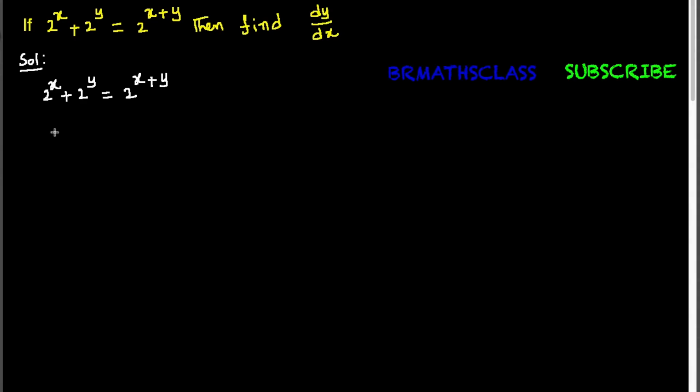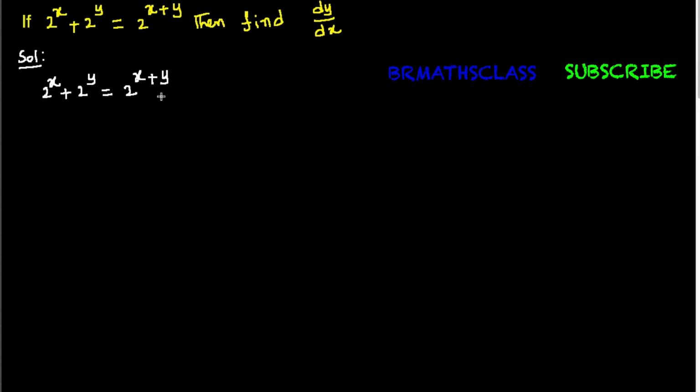If 2^x + 2^y = 2^(x+y), then find dy/dx. You observe this equation, y is not clearly expressed in terms of x. The given equation is not in the form of y = f(x). The given equation is in the form of f(x, y) = 0. So we can say that the given equation is an implicit function.